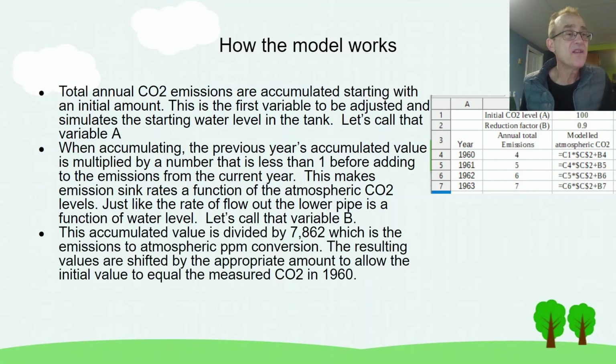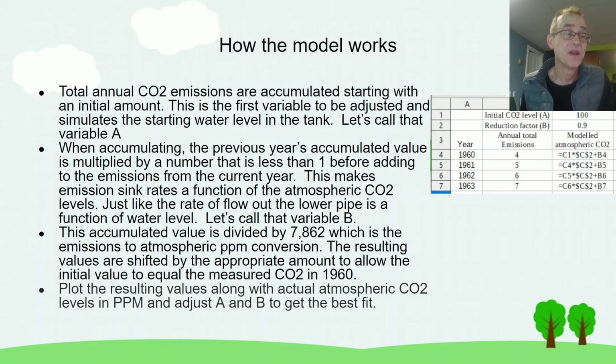This accumulated value is divided by 7,862, which is the emissions to atmospheric parts per million conversion. The resulting values are shifted by the appropriate amount to allow the initial value to equal the measured carbon dioxide in 1960. I then plot the resulting values along with actual carbon dioxide levels in parts per million and adjust A and B variables to get the best fit.